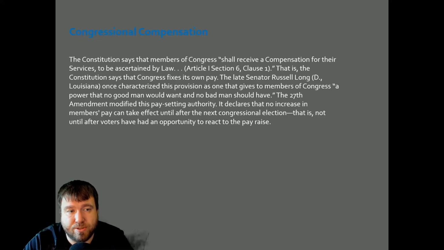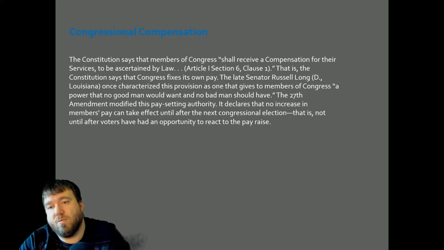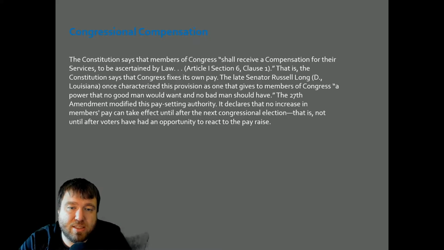Congressional compensation. The Constitution says that members of Congress shall receive a compensation for their services to be ascertained by law. Article 1, Section 6, Clause 1. That is, the Constitution says the Congress fixes its own pay. The late Senator Russell Long once characterized this provision as one that gives to members of Congress a power that no good man would want and no bad man should have.